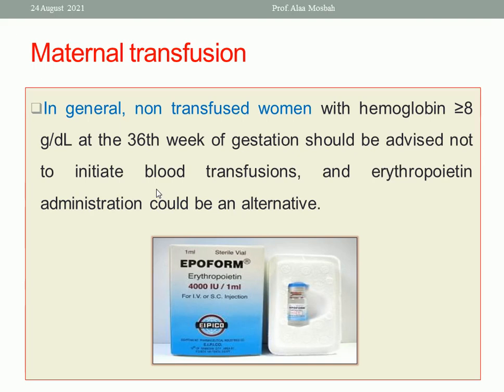In general, for non-transfused women with hemoglobin above or equal to 8 gram per deciliter, some at 36 weeks gestational age, some advise not to initiate blood transfusion, but give erythropoietin hormone injection, which will elevate the hemoglobin without any need for blood transfusion. This is for those women who never got transfused before and the hemoglobin is above 8 gram. You can raise this hemoglobin and improve it by erythropoietin hormone if the gestational age is 36 weeks or more. Okay?